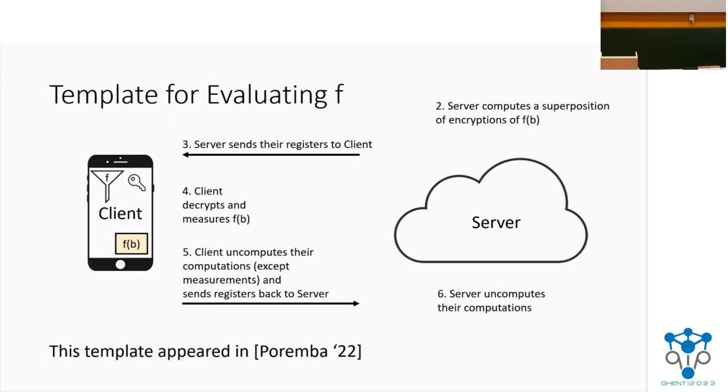So I claim that in the honest execution of this protocol, the state at the end of step 6 is negligibly close to the state at the beginning of step 2. In other words, none of the computations on this slide have changed the state by more than a negligible amount. To see this, note that most of the operations are unitaries, which are reversible. The only non-unitary operation is when the client measures f of b. But it turns out that this is a gentle measurement because, by the correctness of this protocol, the value that the client measures is the correct value with overwhelming probability.